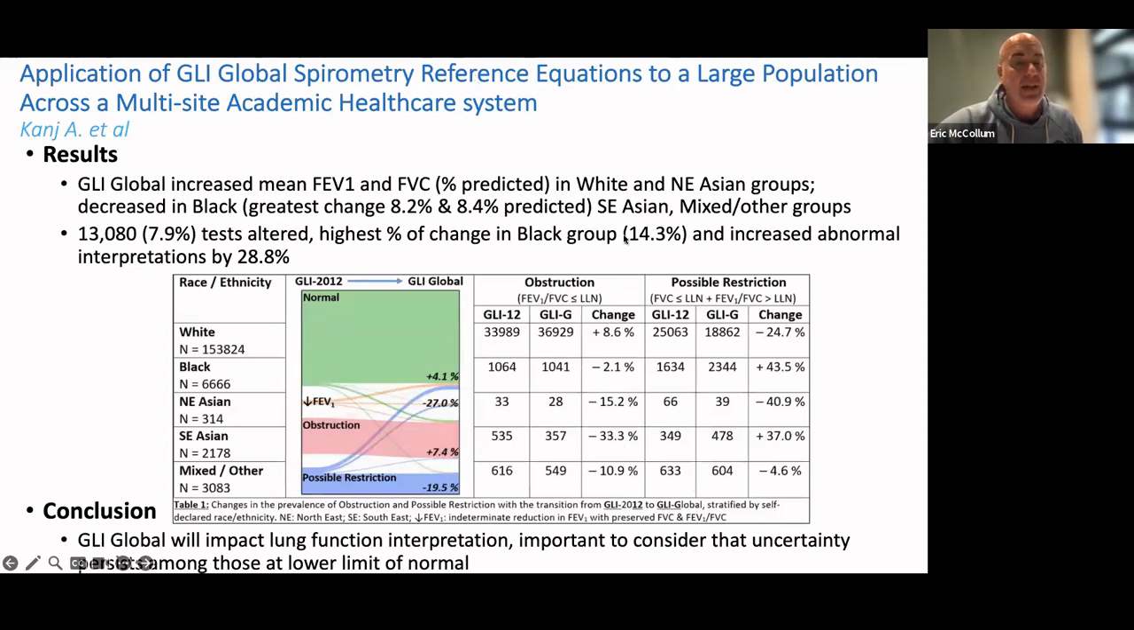And so the takeaway here is that GLI Global will clearly impact lung function interpretation, but the authors noted that it's important to consider that the uncertainty will persist among those around that lower limit of normal. So that'll still be there. I think this might be my last abstract, so I'm going to stop there. Any comments on this one?